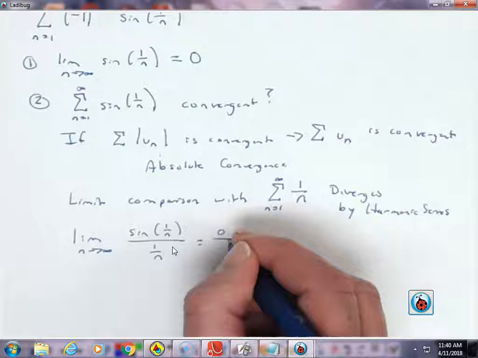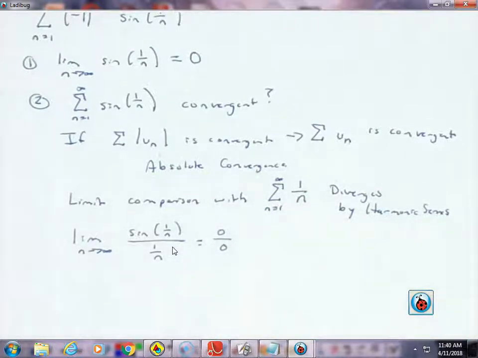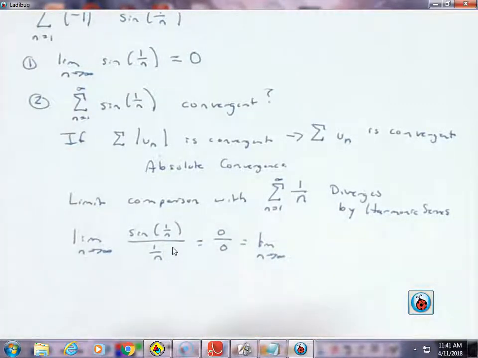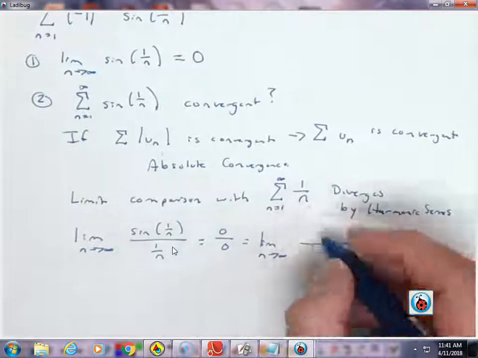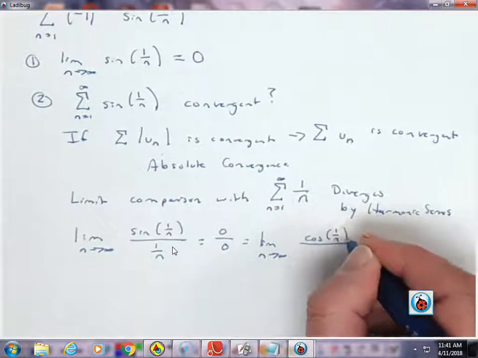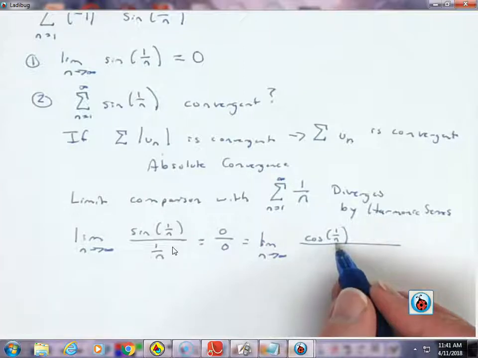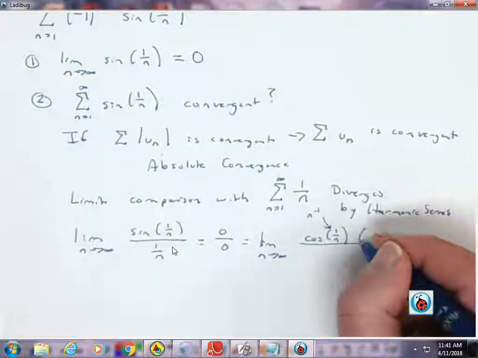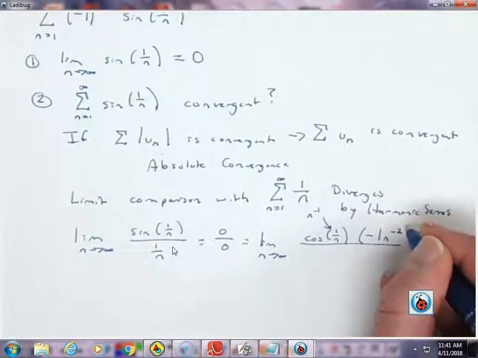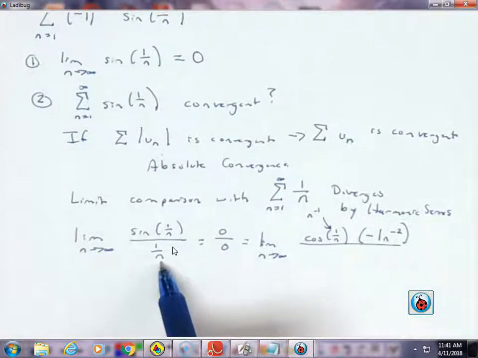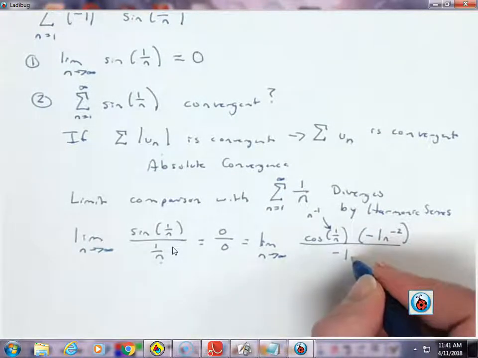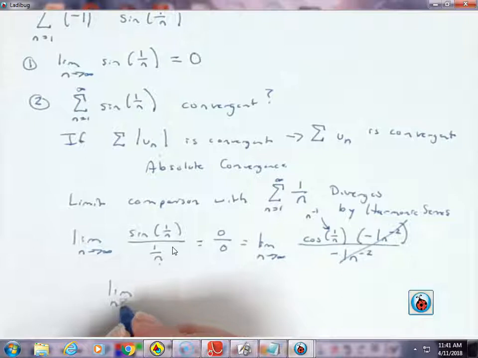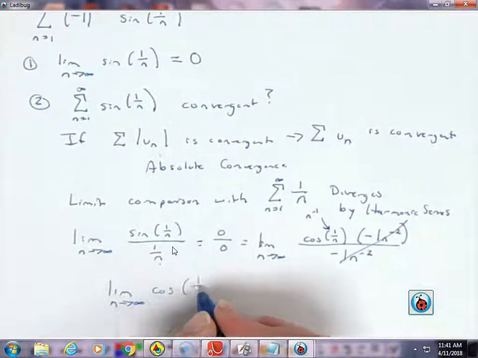So we get a good old 0 over 0, which tells me that I can apply L'Hopital's. So I can do the limit as n approaches infinity, derivative of the top over the derivative of the bottom. The derivative of sine is cosine, so cosine of 1 over n, chain rule, times the derivative of the inside. This little guy right there is n to the negative 1, so the derivative is negative 1 n to the negative 2. And then this is also n to the negative 1, so the derivative would be negative 1 n to the negative 2. These cancel. Now I have the limit as n approaches infinity of cosine of 1 over n.